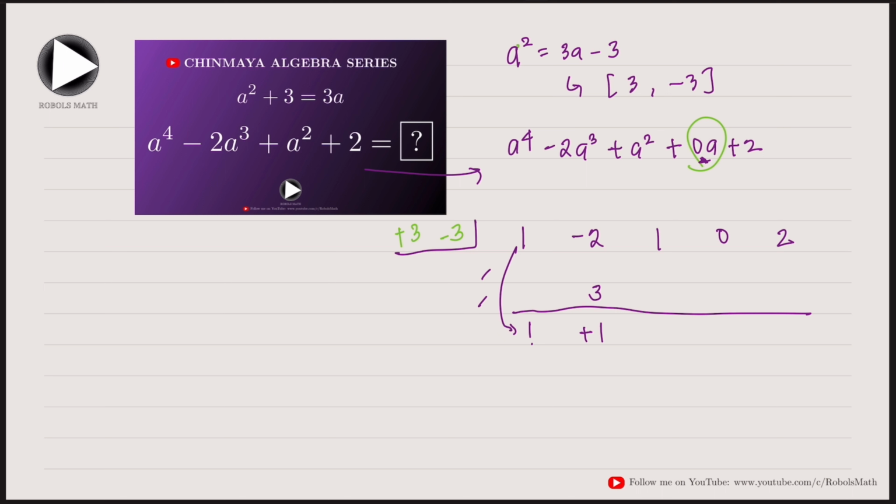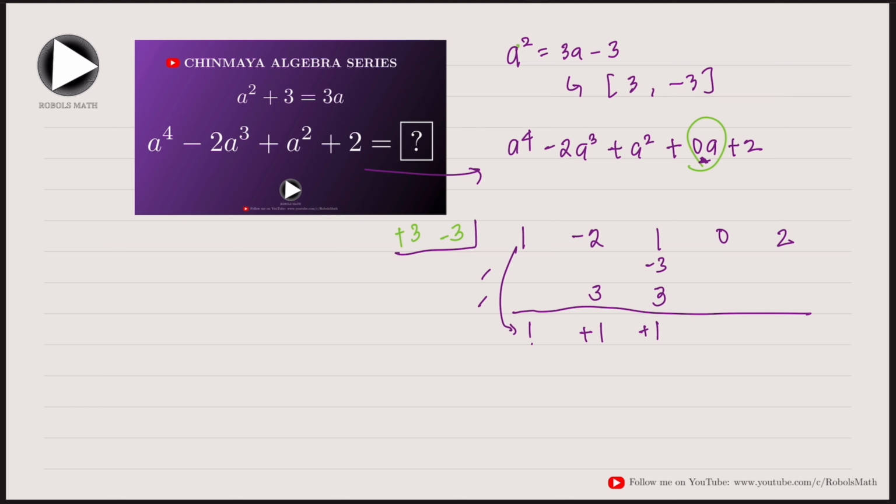And then for the next column, we would be multiplying this by the second coefficient. That's 1 times negative 3. That would be negative 3 here. And then for the last row, we would be multiplying this one by this one. That would be positive 3. We add the coefficients again in this column. That would be positive 1.